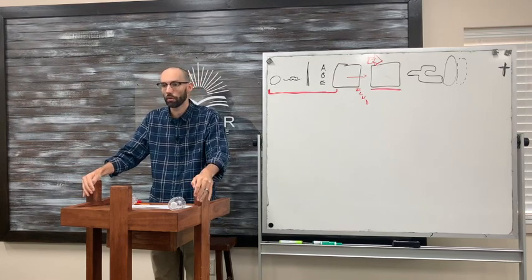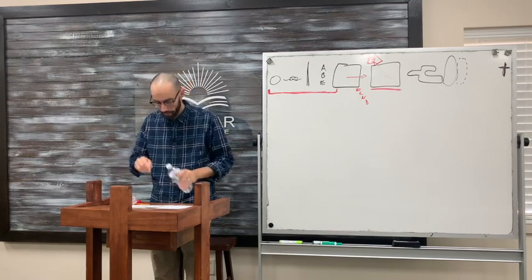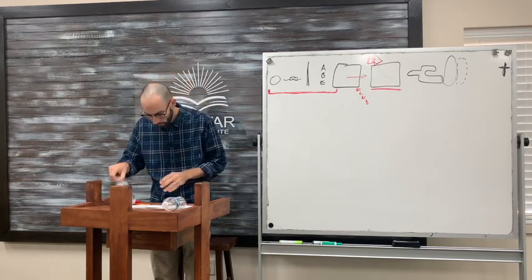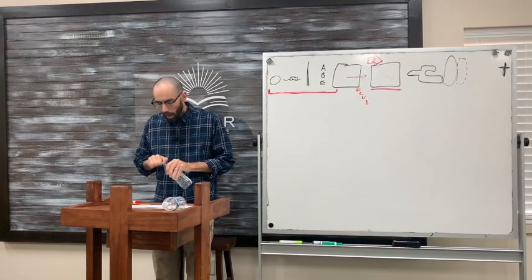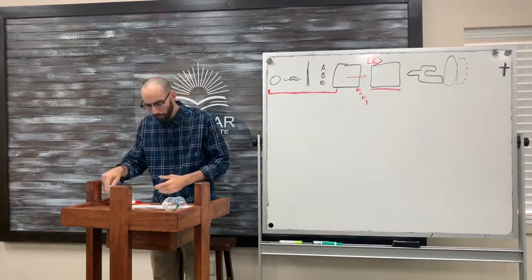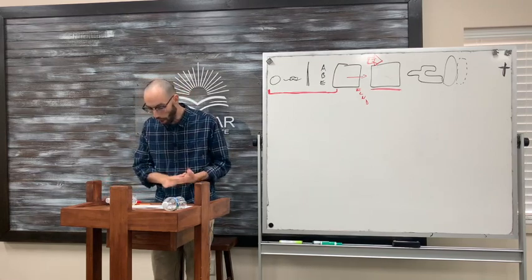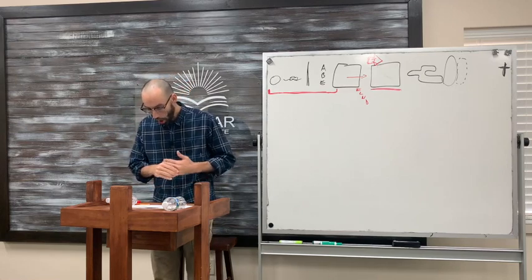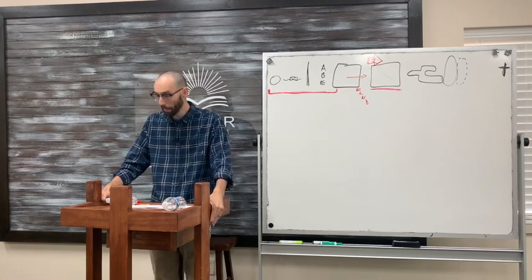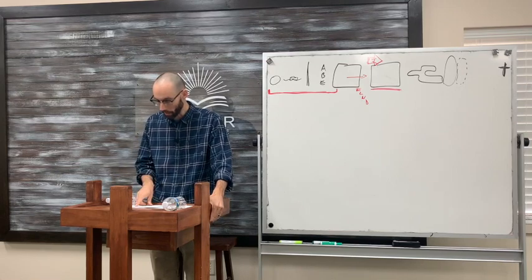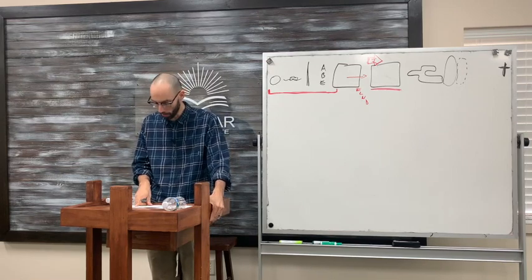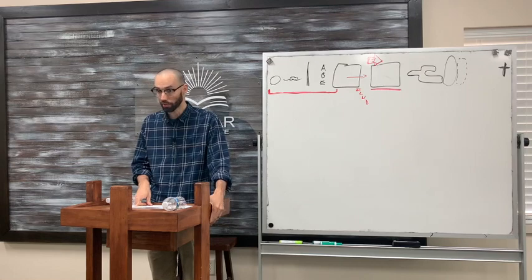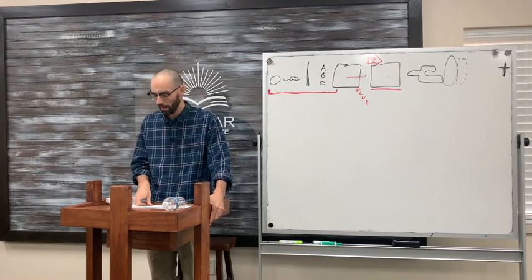Number four, parenting is a major theme. All three, and actually including Eli, all four of the leaders in this book were bad parents. Eli was a terrible parent. Samuel was a terrible parent. Saul was a terrible parent. He tries to kill his own son. David was a terrible parent.